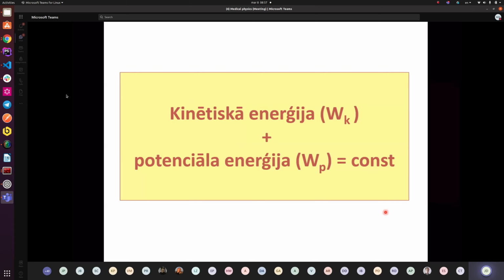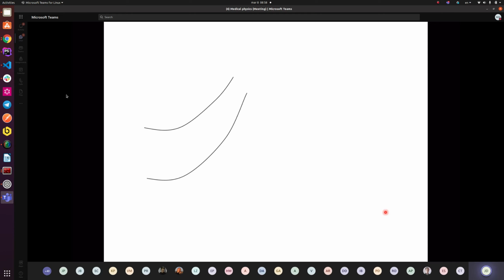So Bernoulli's idea was very simple. He actually applied the energy conservation law to the flow. The energy conservation law is on the screen: the kinetic energy plus the potential energy is a constant. It means if the potential energy is changed, the kinetic energy must be changed too, and vice versa. We know this law, and he applied it to the flow.